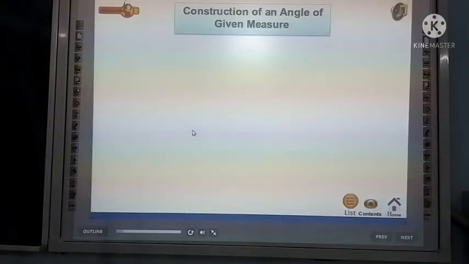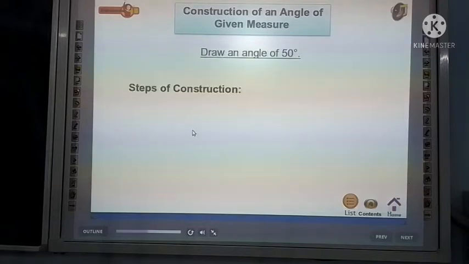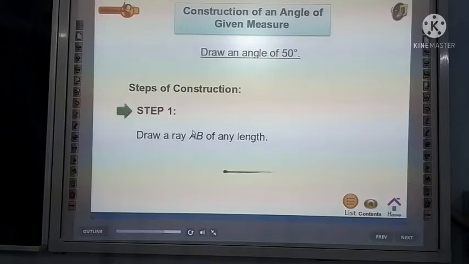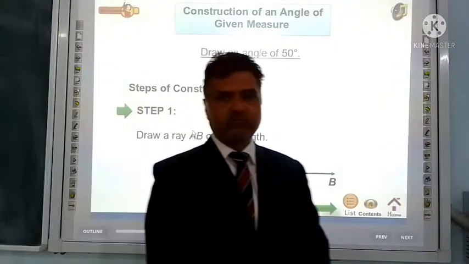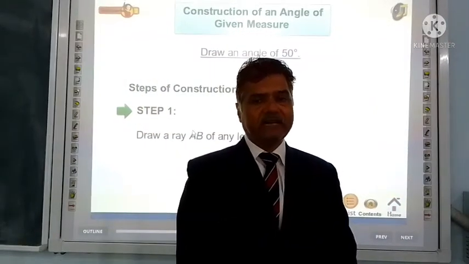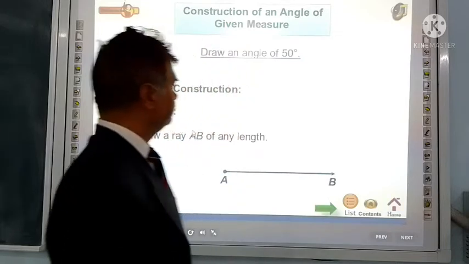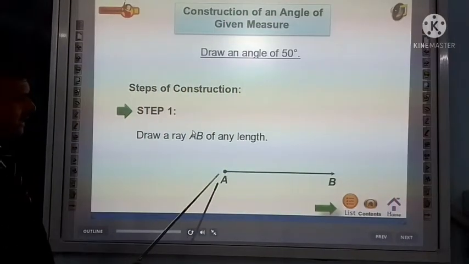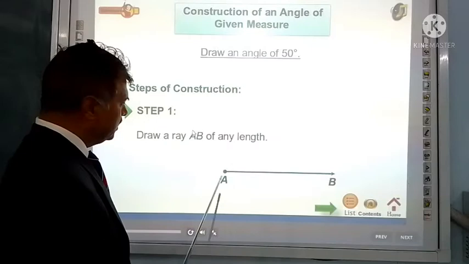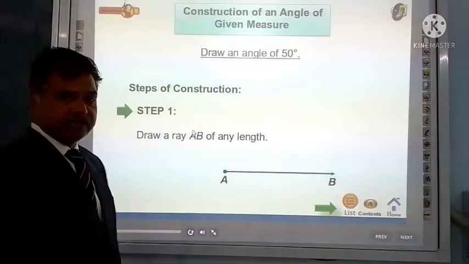Construction of an angle of given measure. Let's draw an angle of 50 degrees. Here are the steps of construction. Step 1. Draw a ray AB of any length. The 50 is not a multiple of 15, so it will be constructed by protractor. So first of all, draw a line AB and construct the angle by protractor.